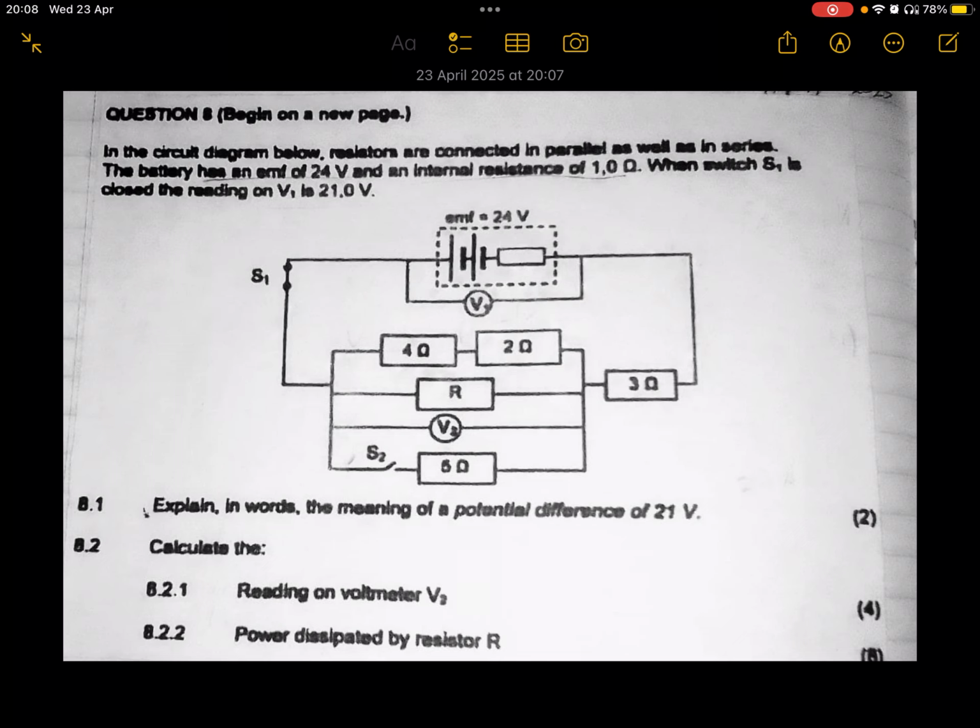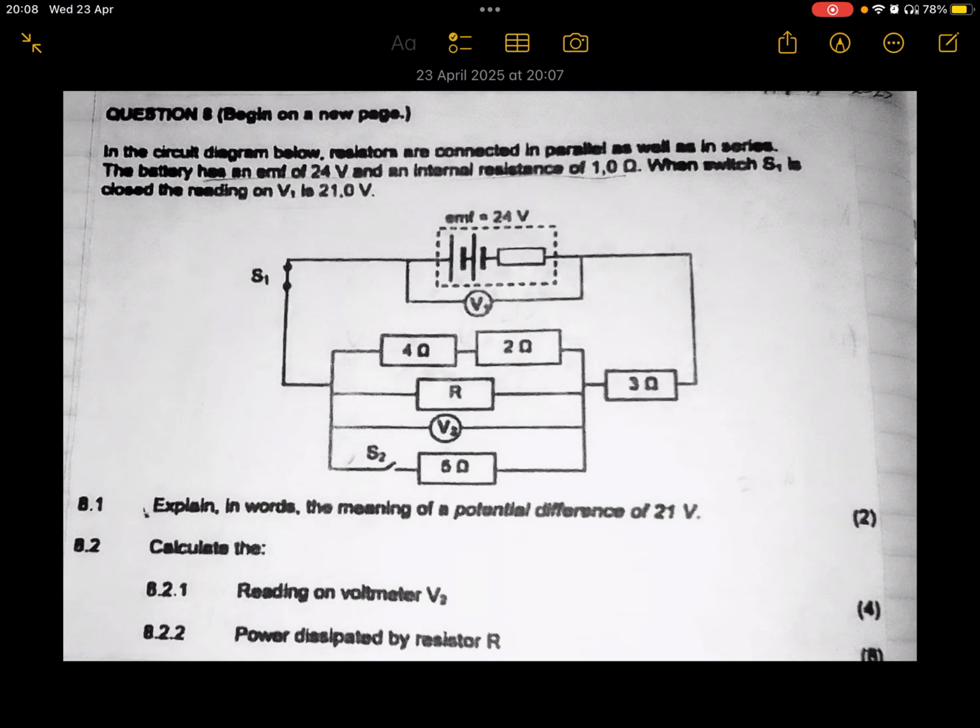Question 8. In the circuit diagram below, resistors are connected in parallel as well as in series. The battery has an EMF of 24 volts and an internal resistance of 1 ohm. When switch S1 is closed, the reading on the voltmeter V1 is 21 volts.